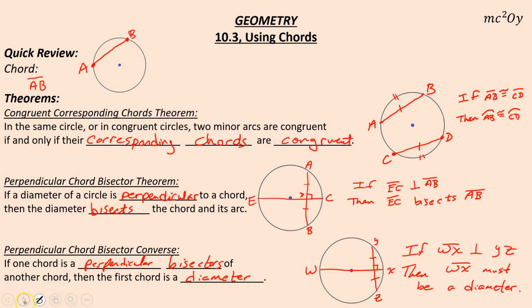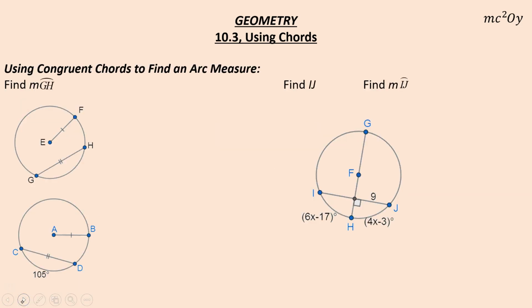All right, let's go ahead and apply some of those, okay? First, using the congruent chords to find arc measure. So find the measure of arc GH. Well, I'm using these 2 circles. Note that this first circle and the second circle are congruent because their radii are congruent. The chords are congruent, and therefore their arcs are also congruent. Okay, so this arc is 105. That means this arc, the arc GH, would have to equal 105 degrees.